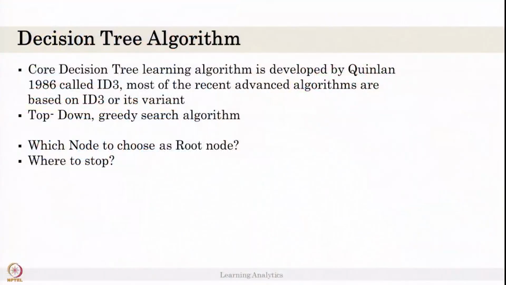In this video we will continue on decision tree classifier. So, we saw that decision tree was developed in 1996 as the ID3 algorithm, and a lot of variants of it are used in current modern tools. Let us look at what the ID3 algorithm is. It actually answers two things: which node to choose as the root node and where to stop. This is a very key question we have to answer in the decision tree.